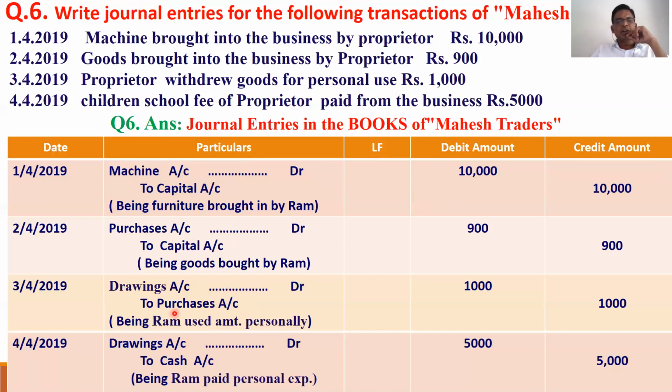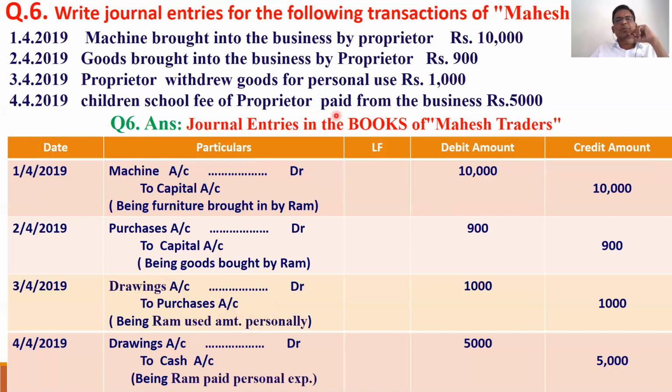This is the only transaction where the purchase account is credited. Otherwise, the purchase account is never credited. This is the only one transaction: when the owner uses goods for his personal consumption, the purchase account is credited. Whenever goods are used by the proprietor, the purchase account is credited and drawings is debited.